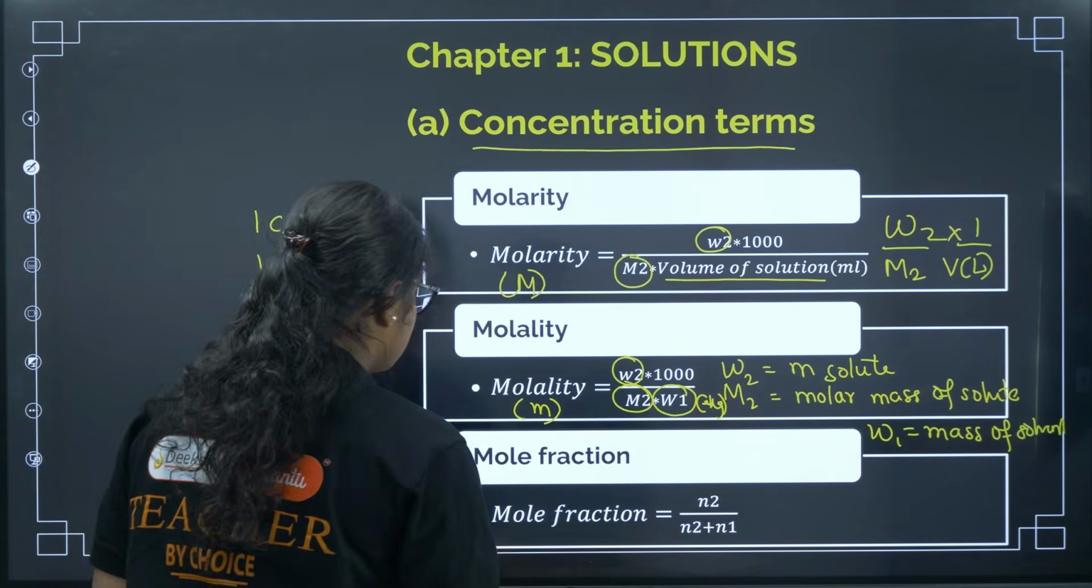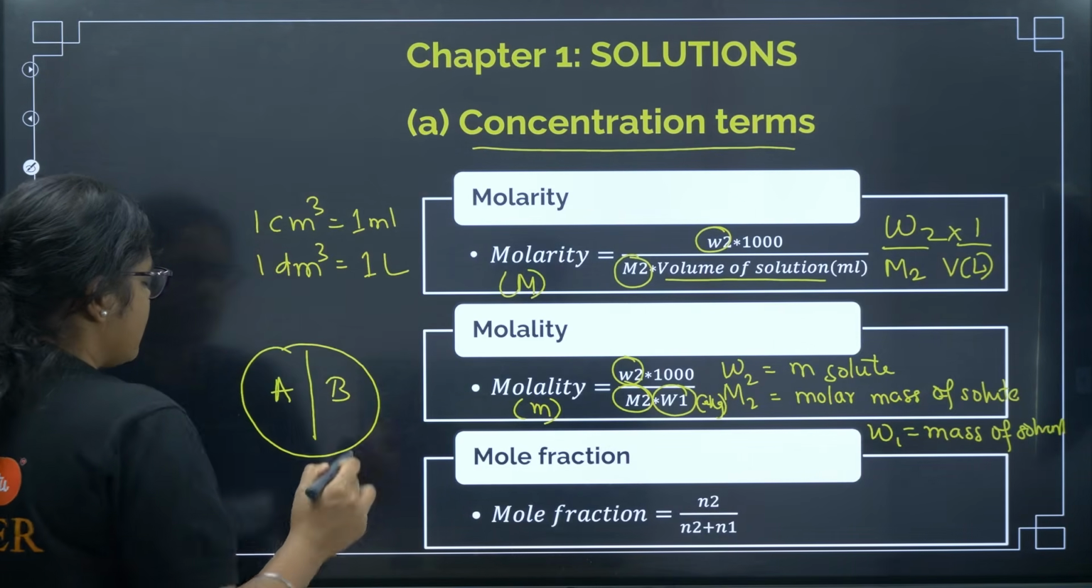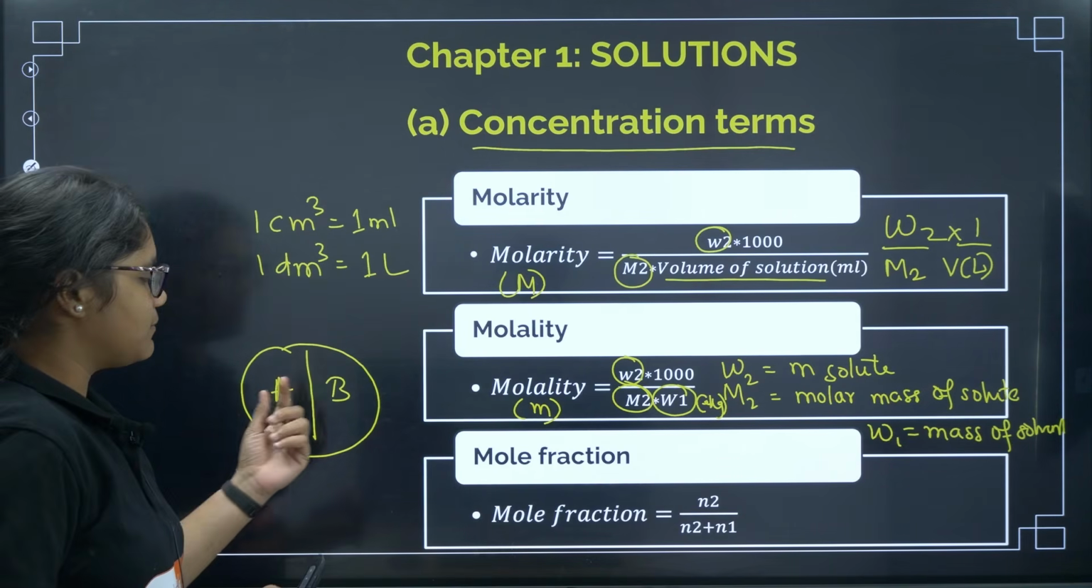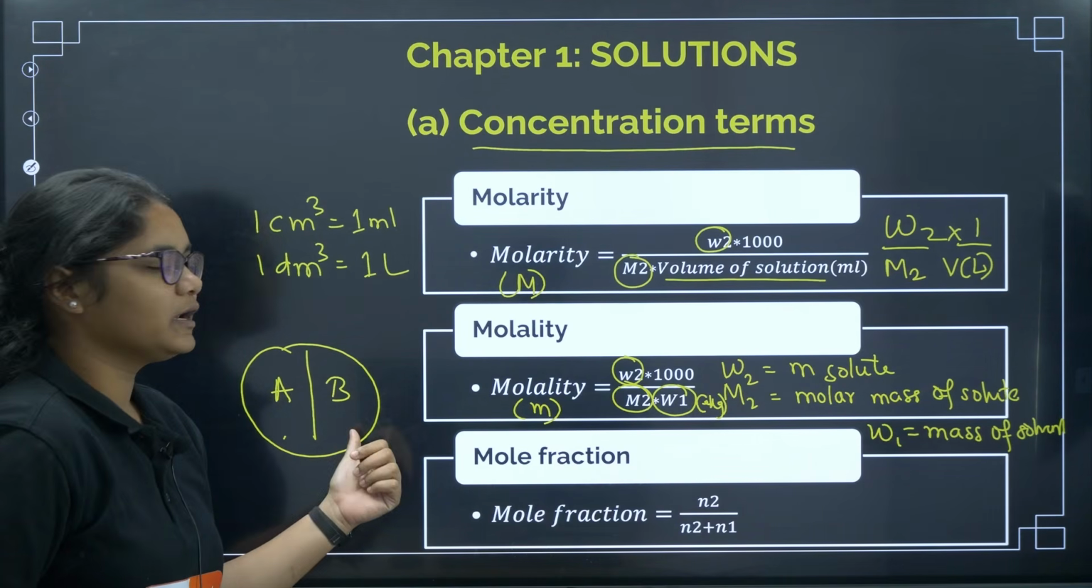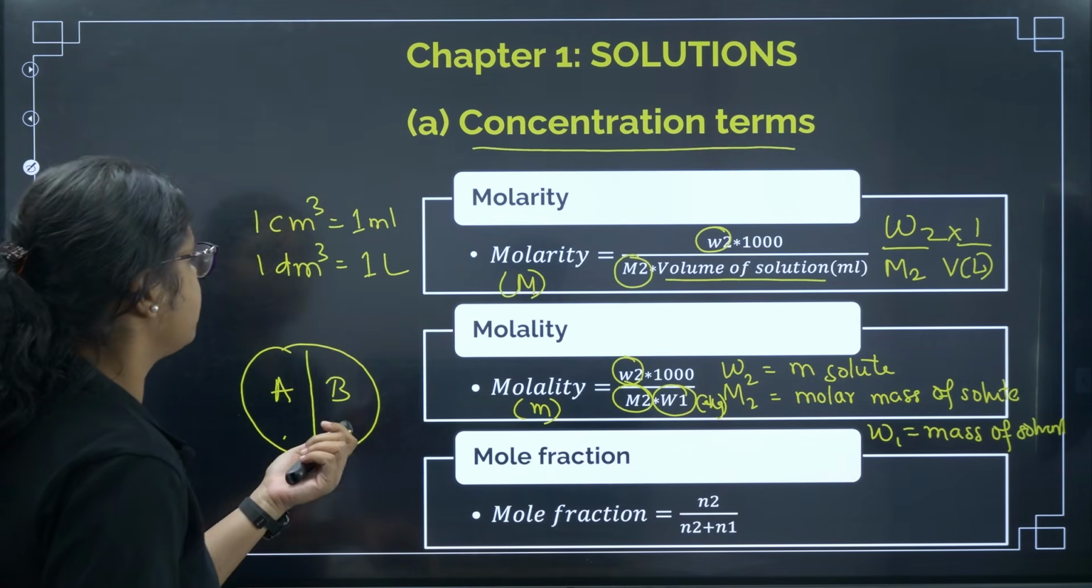Now mole fraction: suppose we have a mixture of A and B, and I want to calculate the fraction of A in this mixture. You have to just take the number of moles of A divided by the total number of moles of A plus the total number of moles of B, right? That is what mole fraction is.